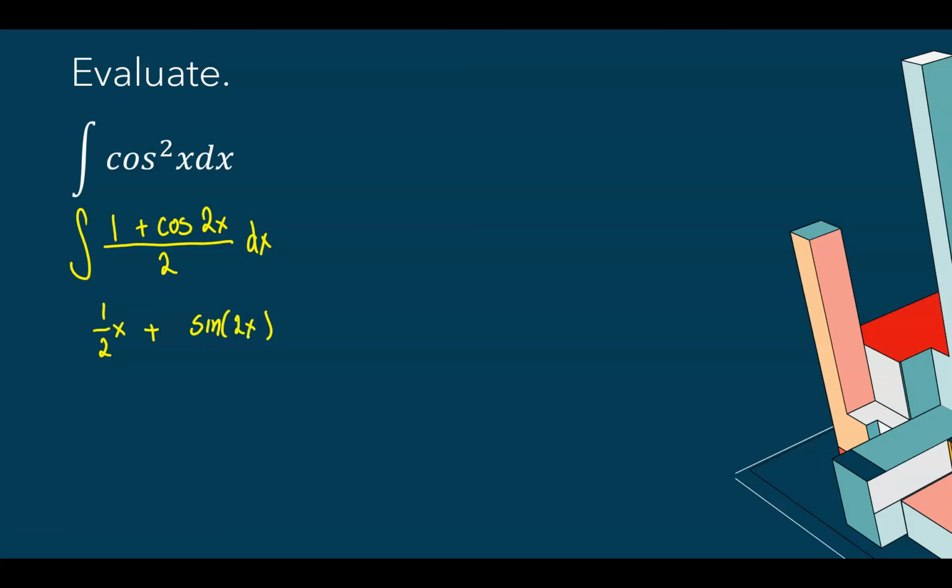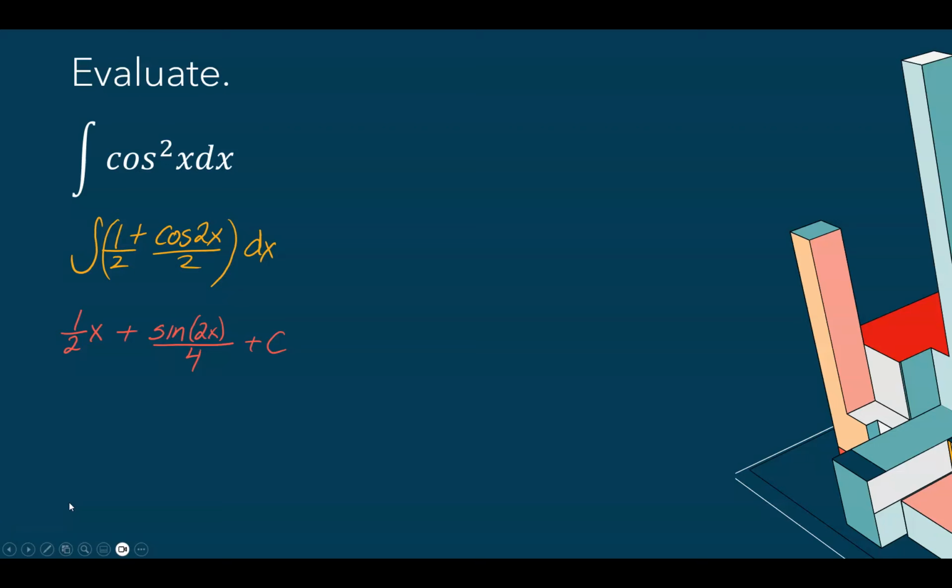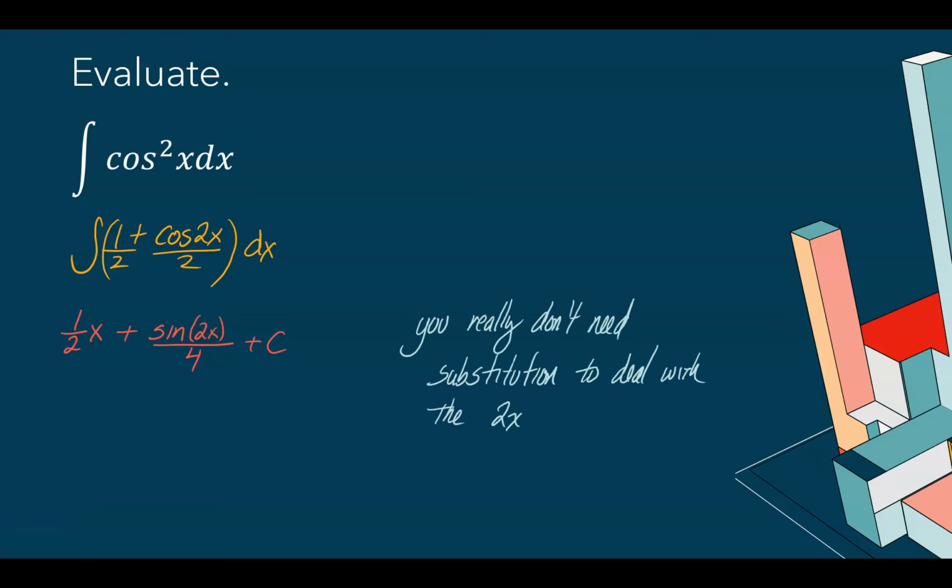Now, if I took the derivative of sine of 2x, that would be cosine of 2x times a 2. I want a denominator of 2, so I need a 4 to counteract that chain rule. Don't forget your plus a constant. I think it's better to kind of think along. And again, you could use substitution there, but you don't really need the substitution to deal with the 2x, hopefully.